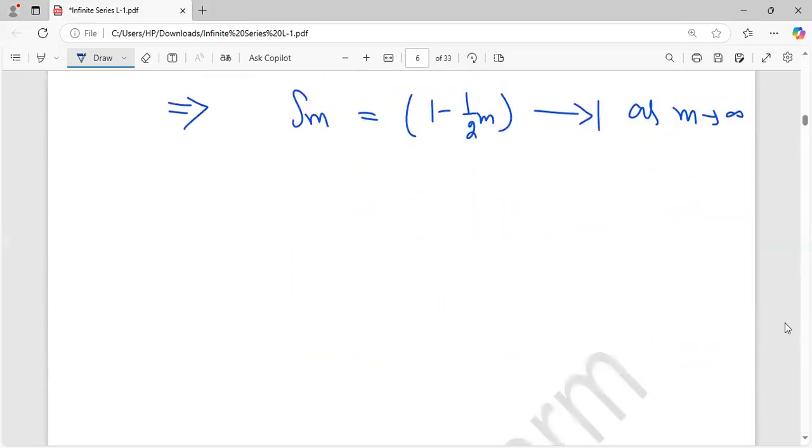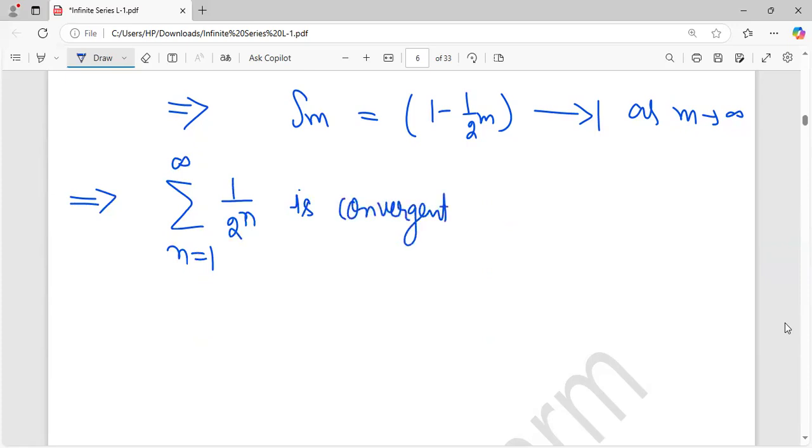So this implies the series summation n goes from 1 to infinity 1 upon 2 to the power n is convergent, and the sum is 1. Summation n goes from 1 to infinity 1 upon 2 to the power n is 1. So this is the answer.